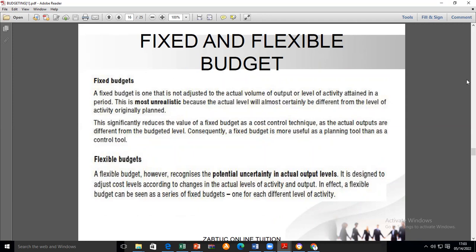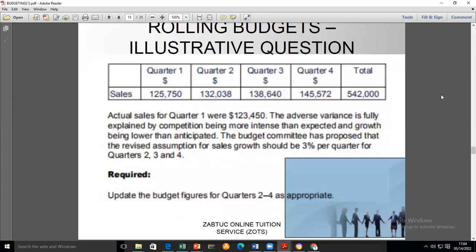Sorry, sir. Yes, please. So the update, is it going to be on the actual figure, the 3% increment, or on the figure for Q1? The budget committee has proposed that the revised assumption for sales growth should be 3% per quarter for quarters 2, 3, and 4.